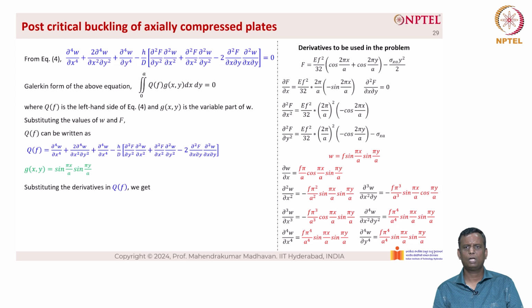We have ∂⁴w/∂x⁴ equal to f into π⁴/a⁴ into sin(πx/a) into sin(πy/a). Here the negative term gets cancelled because when we differentiate cos, we have a minus sign, and already there is a minus there. So minus into minus becomes plus.